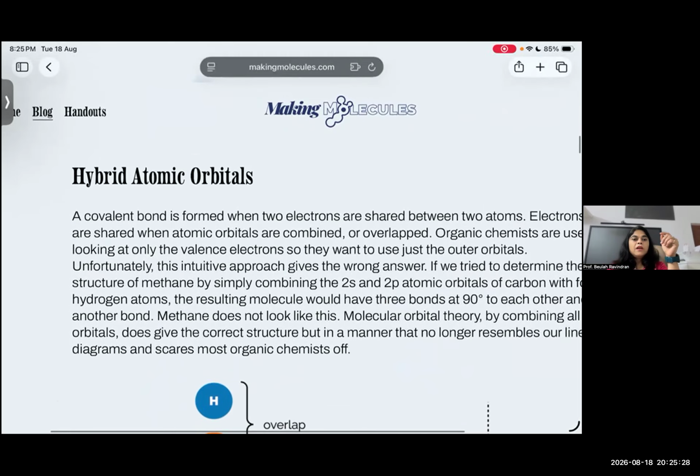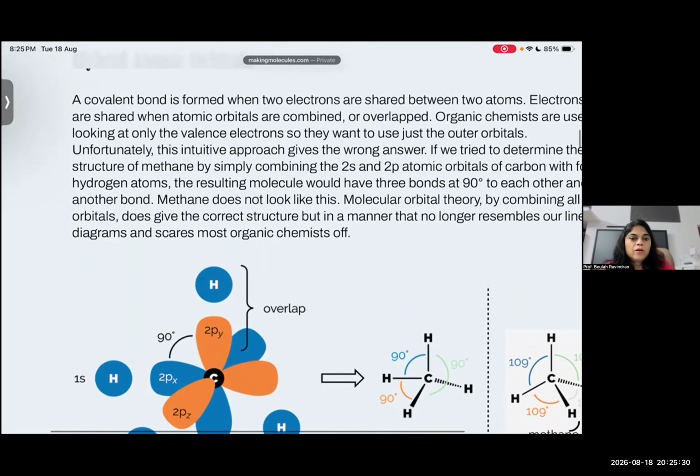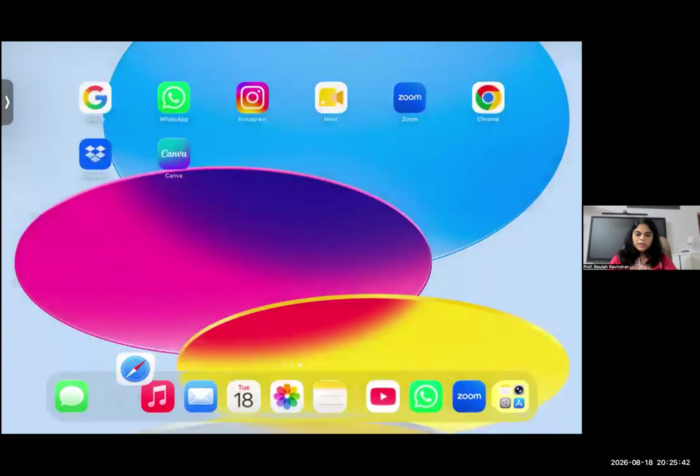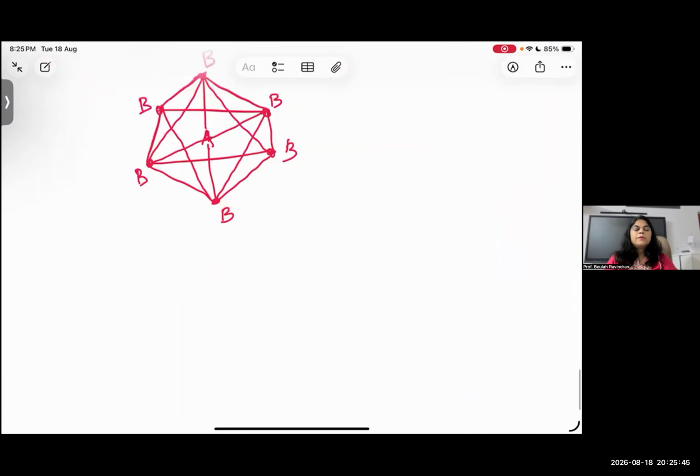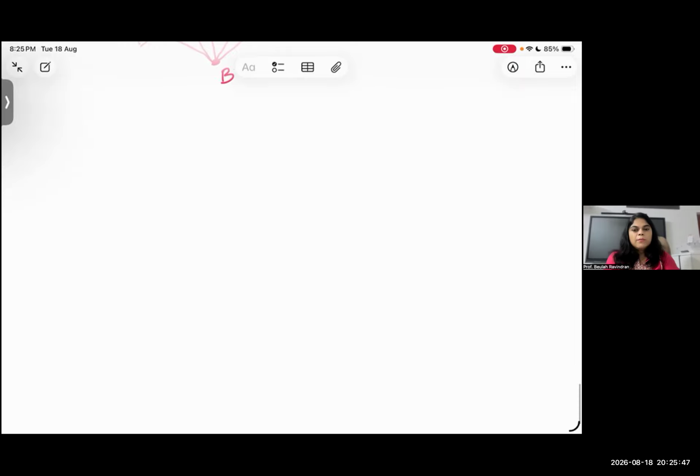So the maximum characteristics of orbital overlapping: a covalent bond is formed by the overlapping of half-filled atomic orbitals present in the valence shell of atoms. First point. What is the first concept you have to write in your notebook? A covalent bond is formed by the overlapping of half-filled atomic orbitals present in the valence shell of atoms.